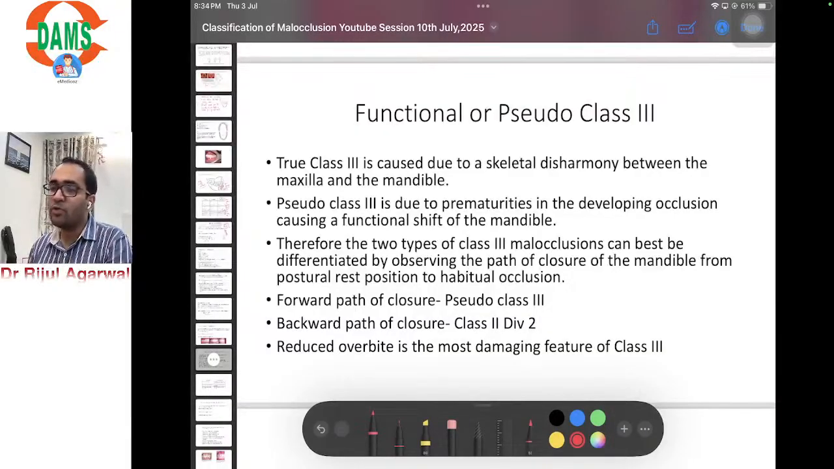And similarly in div 2, what happens? Due to retroclined incisors, the patient forcefully tends to have a backward path of closure to achieve maximum intercuspation. So you just need to observe and ask the patient to close the lower jaw slowly and see if there is any occlusal prematurity or interference. As I told you, the most pathognomonic feature of div 2 was deep bite. Similarly, reduced overbite is the most damaging feature of class 3 malocclusion.